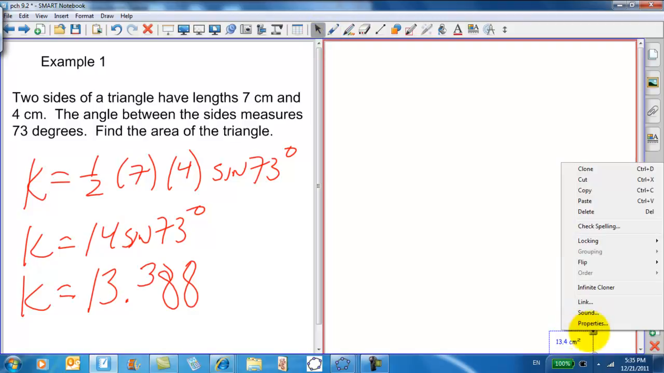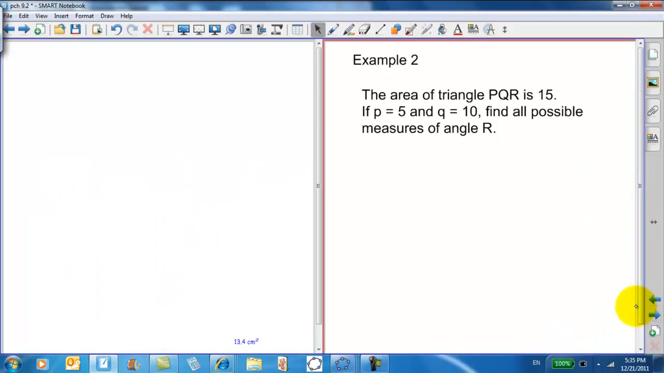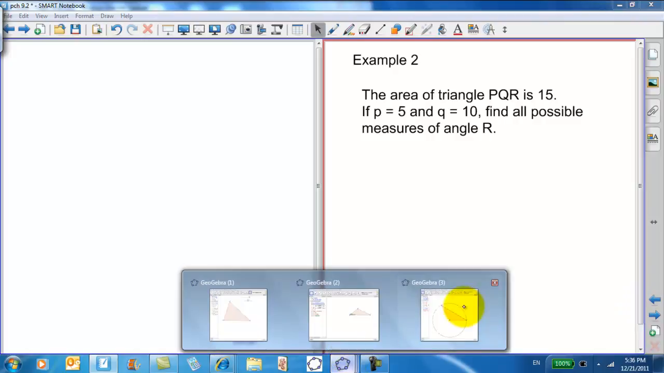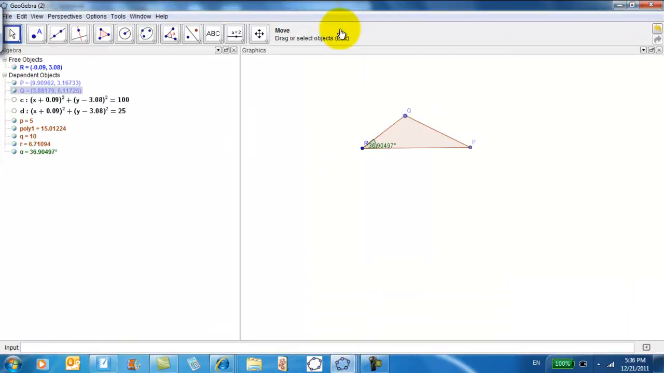All right. Now, let's take example 2. The area of a triangle PQR is 15. If p equals 5 and q equals 10, find all the possible measures of angle R. Well, let's take a look at this first on GeoGebra. I think I have that right here, example 2. Here's P, Q, and R, and we want to find the area equal to 15.